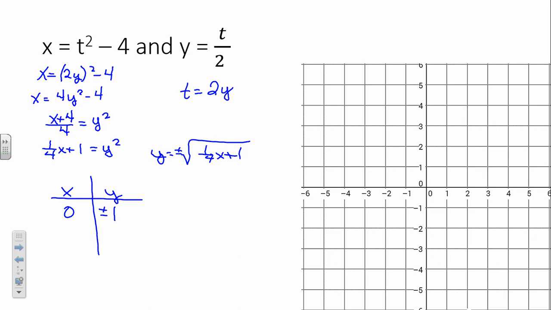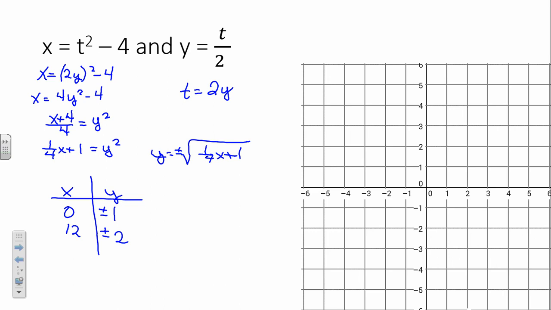16 would get us 4 plus 1, which is the square root of 5. And we can use a decimal, but I like 12 better. Why do I like 12 better? Because when we plug in 12 for x, 1/4 times 12 is 3. 3 plus 1 is 4. Square root of 4 is... okay? So that's still kind of messy.